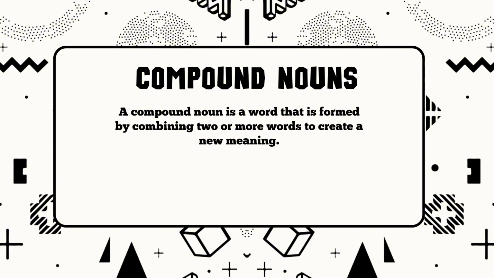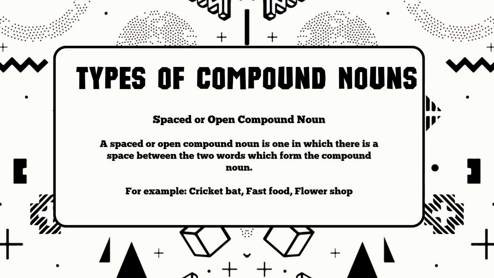Let's begin with the definition. A compound noun is a word that is formed by combining two or more words to create a new meaning. For example, toothbrush comes from tooth and brush, but when combined, it becomes a new word with a specific meaning. Compound nouns can be written in three different forms.